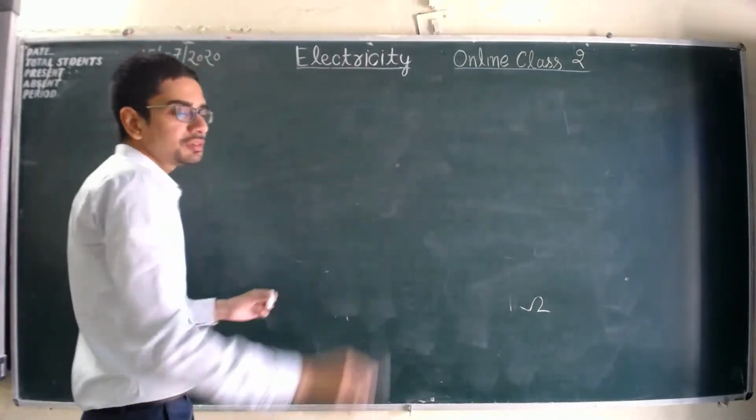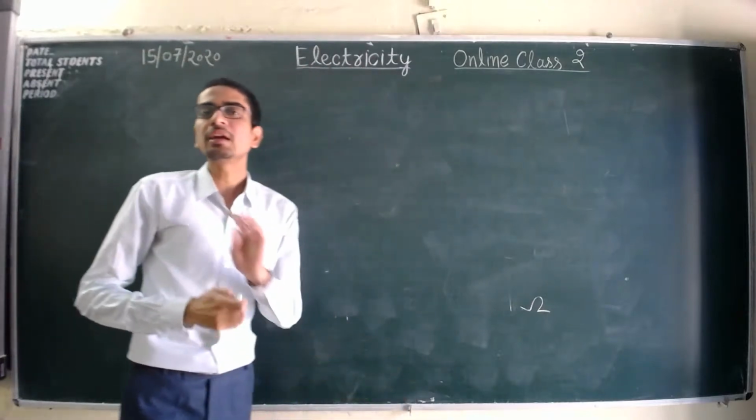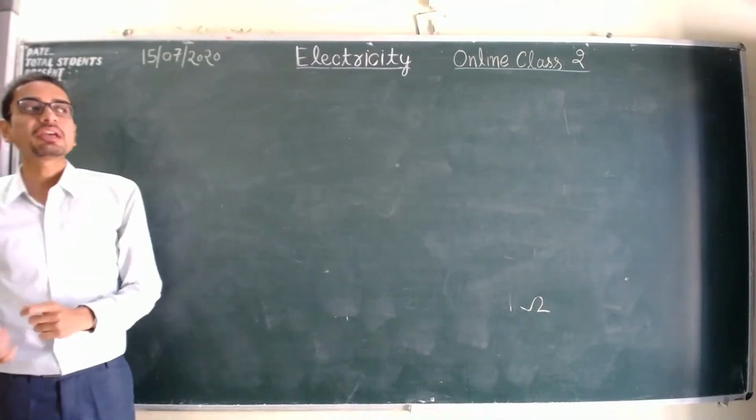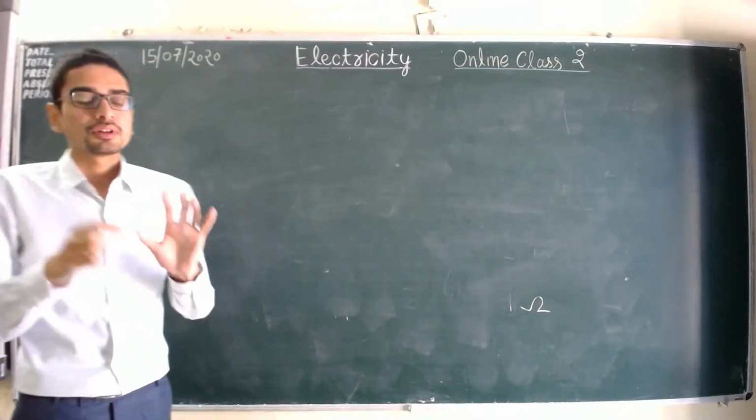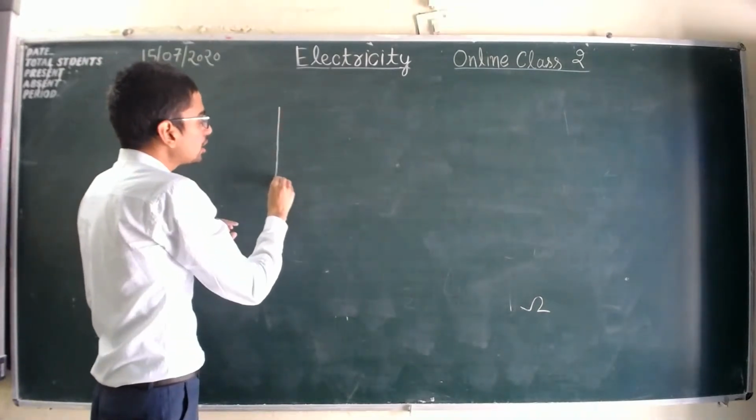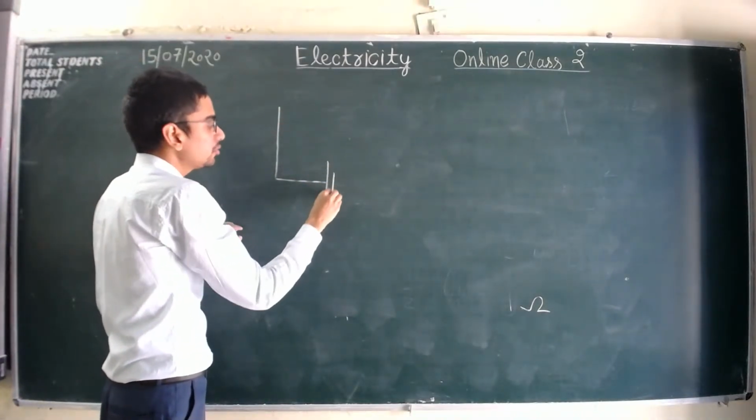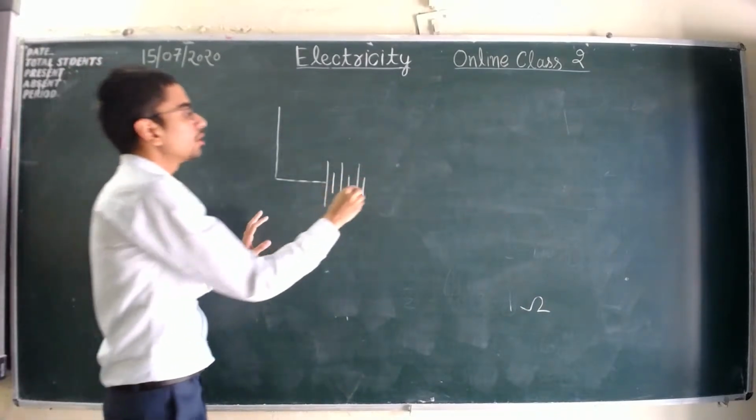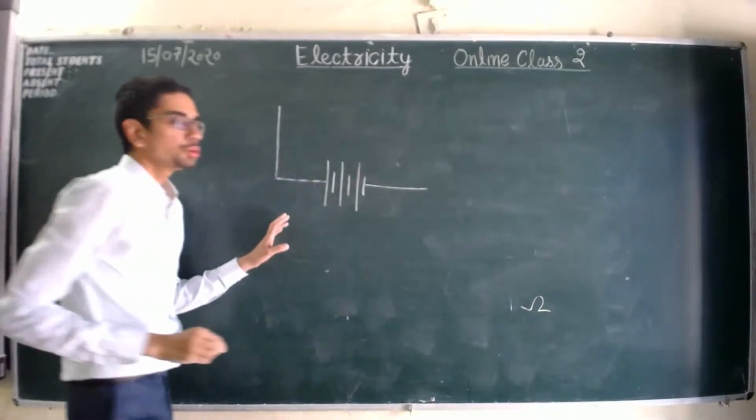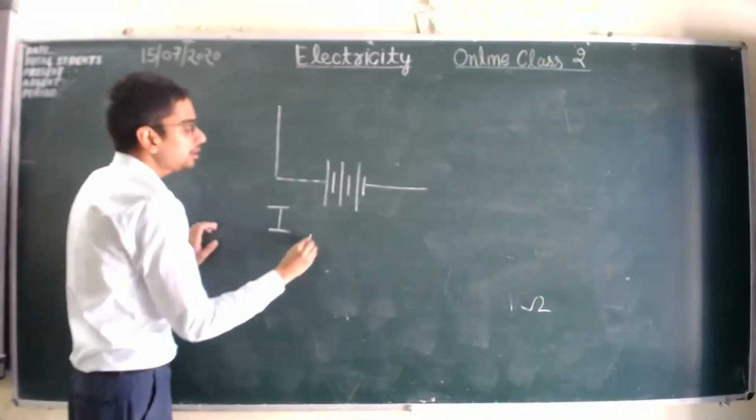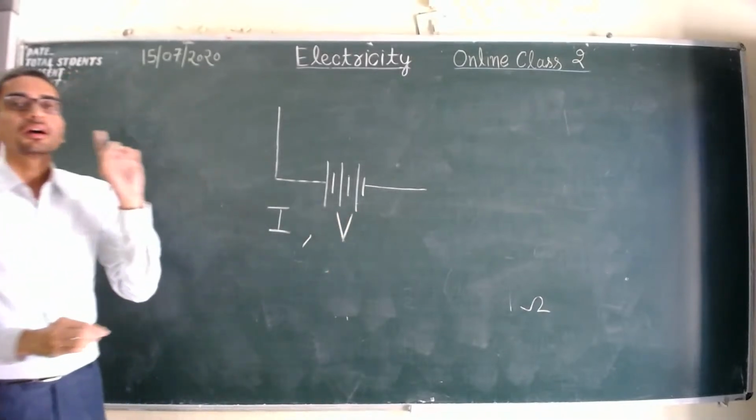How do you prove this law? How do you prove this law experimentally? You first make a circuit, and what things do you use in that circuit? See, how do you make a circuit? You draw a circuit in which there is a battery. This is a battery, everyone knows. You have to measure two things, current and voltage.